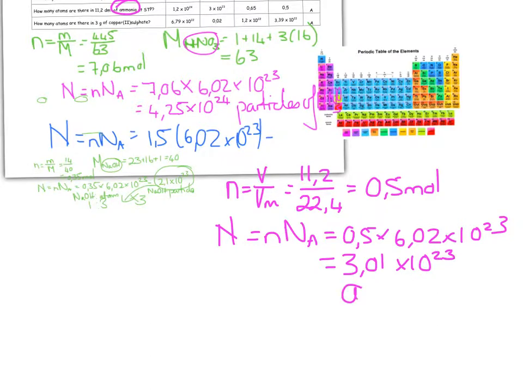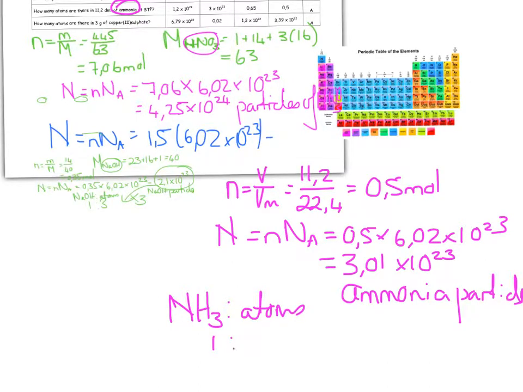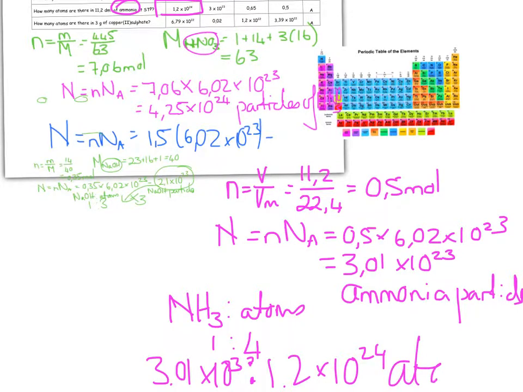Ammonia particles. Because that's what I was dealing with, but that's not what they ask me. They're asking me how many atoms. So for every one ammonia, which is NH3, how many atoms have I got? I have got 4, 3 hydrogens and 1 nitrogen. So I am now going to have to take 3,01 times 10 to the 23 ammonias and multiply it up by 4, and I land up with 1,2 times 10 to the 24 atoms in that gas. Last one.